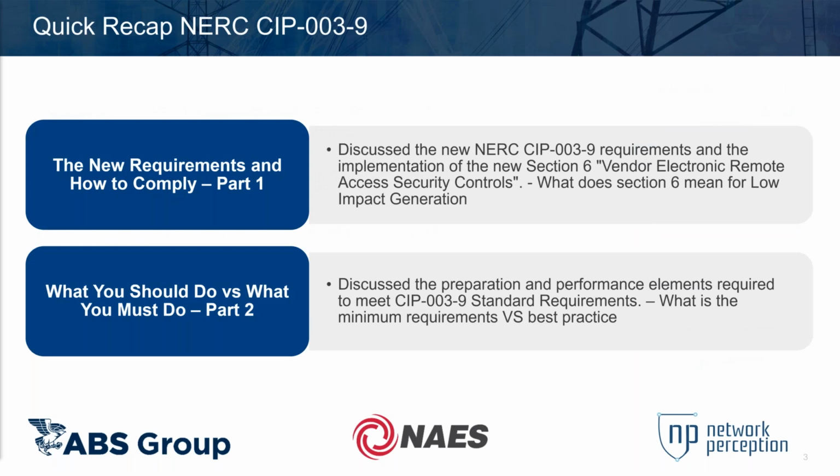So let's do a quick recap, and I'll talk a little bit about the first part, and we'll hand it over to somebody to talk about the second part. If anybody has anything to jump in on the first part, feel free. So in the first part, we discussed the new requirements and how you comply with them, and what Section 6 means for low impact generation sites. Ben, did you have anything to add to that?